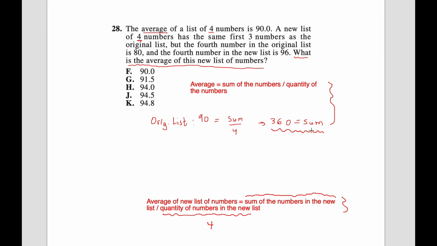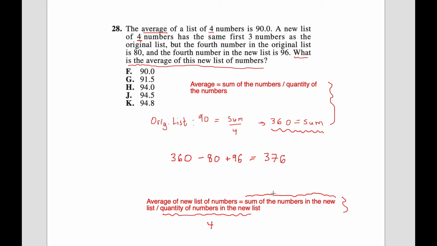So let's now figure out what the new sum is going to be. So we're going to have 360, that total of the first four numbers. We're going to take out an 80 from that sum, and then we're going to add back in that fourth number, which is a 96. And this is going to be, well, we're basically adding 16 because that's the difference between 80 and 96. And so this is going to be 376. That is going to be the sum of the new list of numbers.